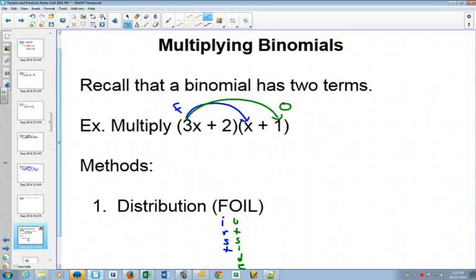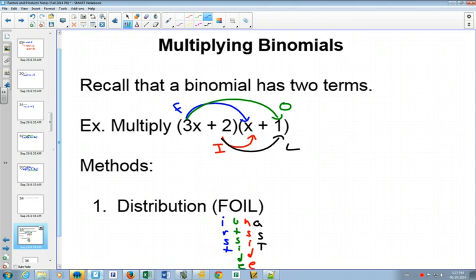You have to multiply the inside ones. And you have to multiply the last ones. And that's all that FOIL means. It's a way of distributing when you have a binomial times a binomial.